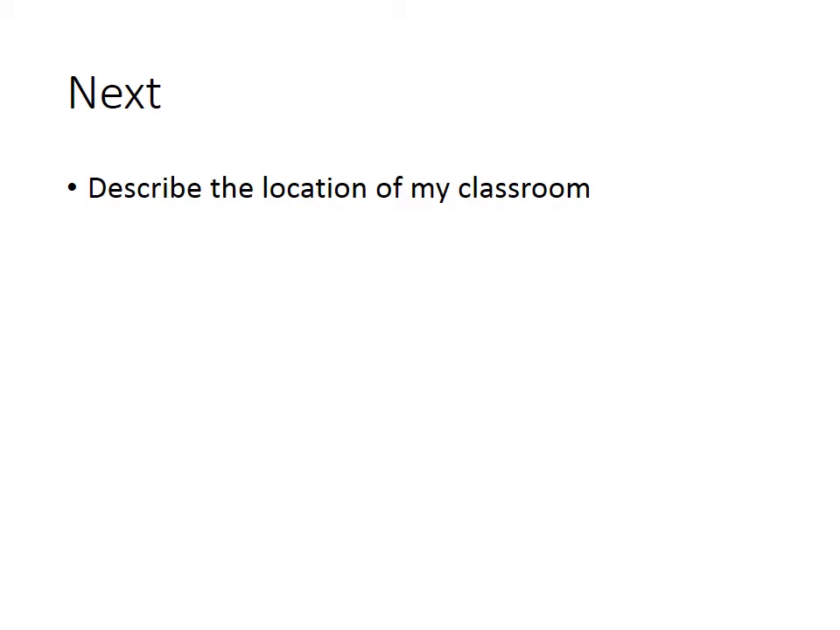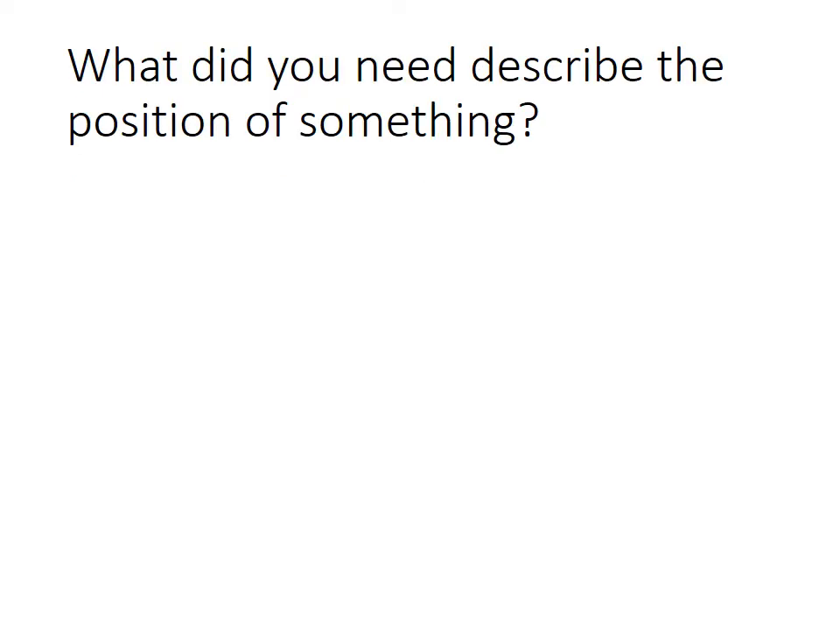After that, I made you work in a group, and you brainstormed. What did you need to describe the position of something? So you wrote on whiteboards, and then we shared out as a class. There were some common themes, so some people were more or less specific, and some people had different reference points, and some people put numbers and some people didn't.